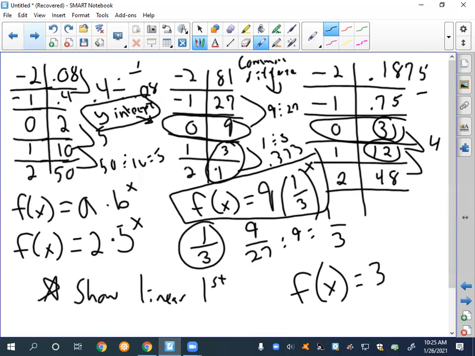So let's just do one more just to double check. Let's do the decimal one. Someone do that one for me. 0.75 divided by 0.1875. It's 4. So what am I going to put in place of B? 4. Okay.